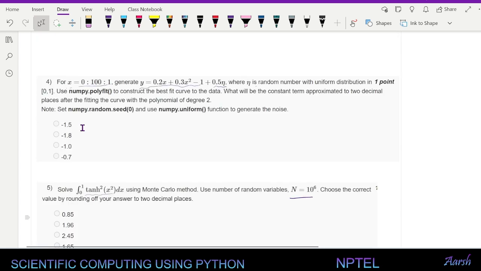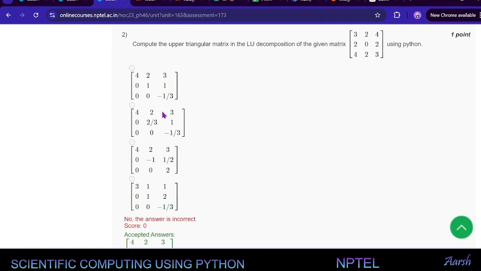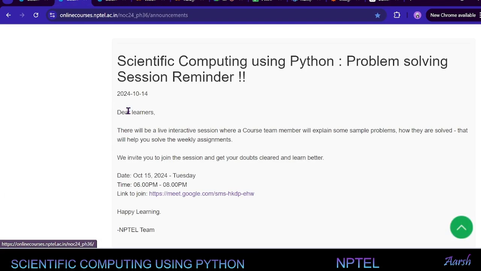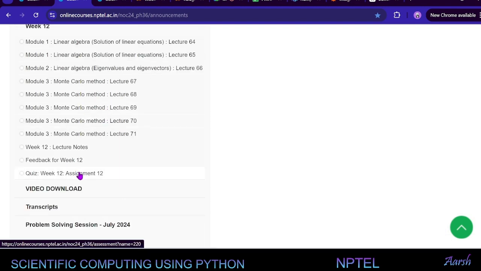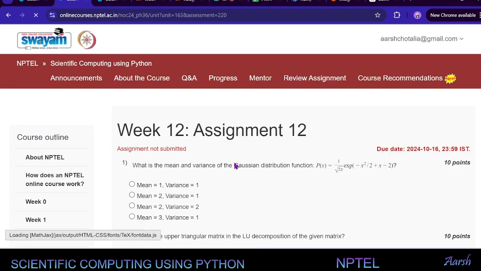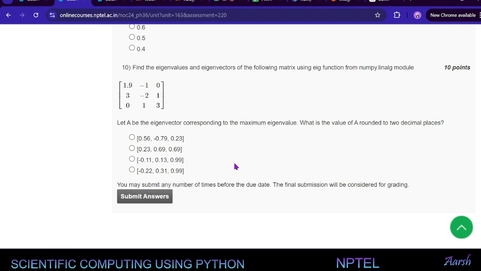I wanted you to go through this year's question 10. You did not solve that, but again, just use eigenvalues and eigenvectors. This is 2024, week 12. It is very easy if we see it theoretically, but once we get those values, whether to multiply with the thing or not, I'm not sure. So let me read the question. Find the eigenvalues and eigenvectors of the following using the eig function. Let A be the eigenvector corresponding to the maximum eigenvalue. What is the value of A rounded to two decimal places?